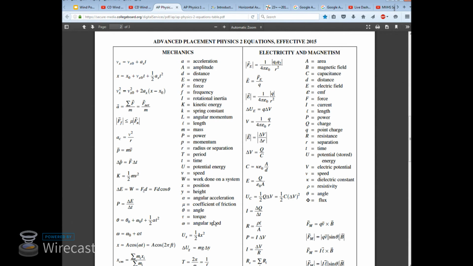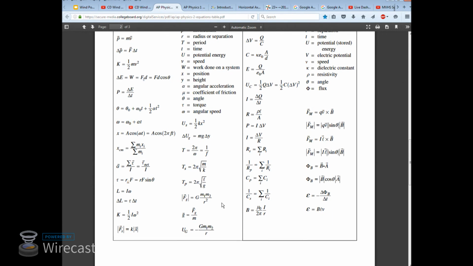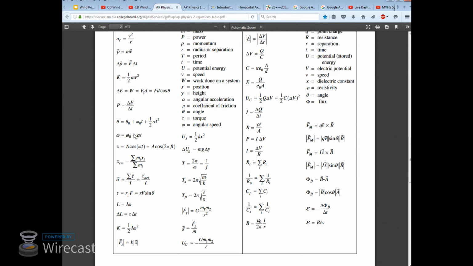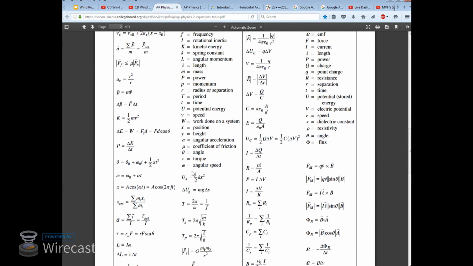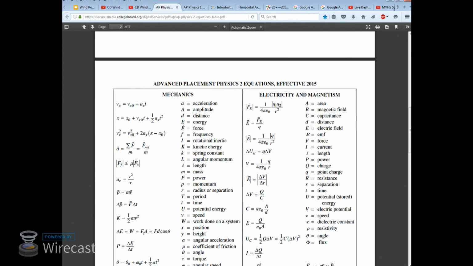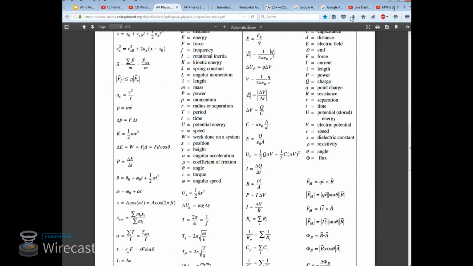So a question could give you some variables which relate to all of these names, and you would need to know what formula to plug it into, of course. But of course, beforehand you would need to study these formulas and kind of know how they're used, because again, you are under some time constraints.